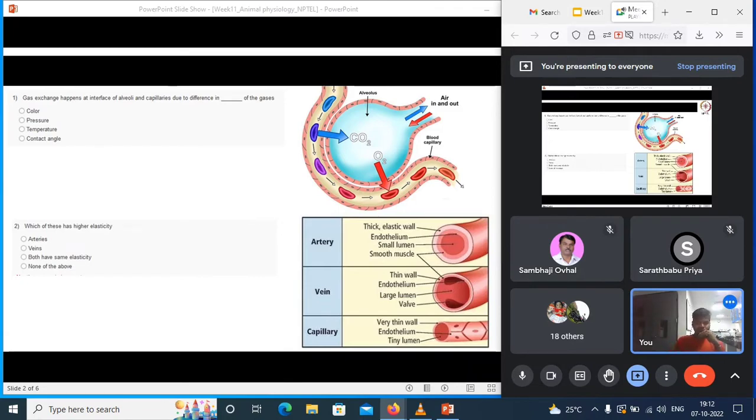And the vein is much thinner so that a larger amount of deoxygenated blood from all across the body can travel to the right atrium in order to get purified. Okay, so these are the things.